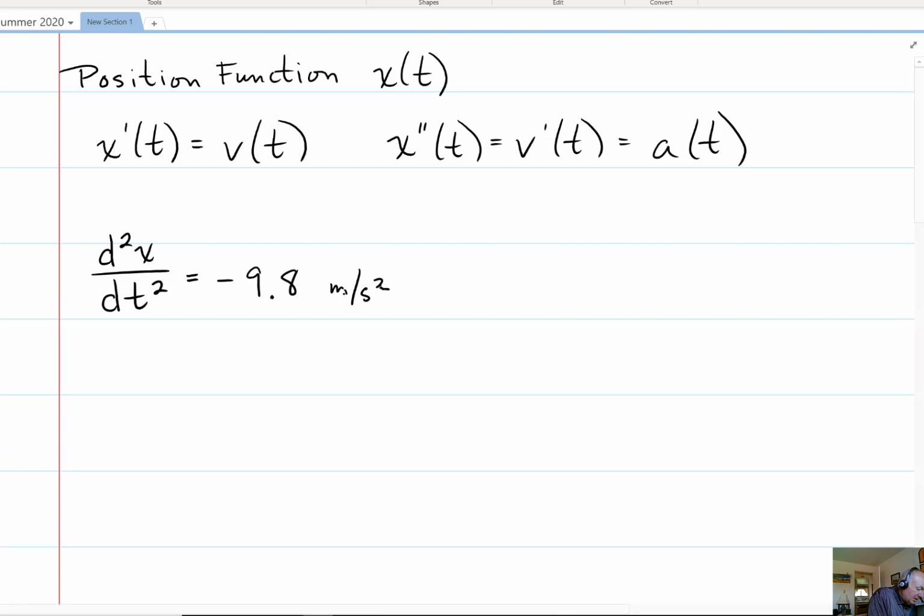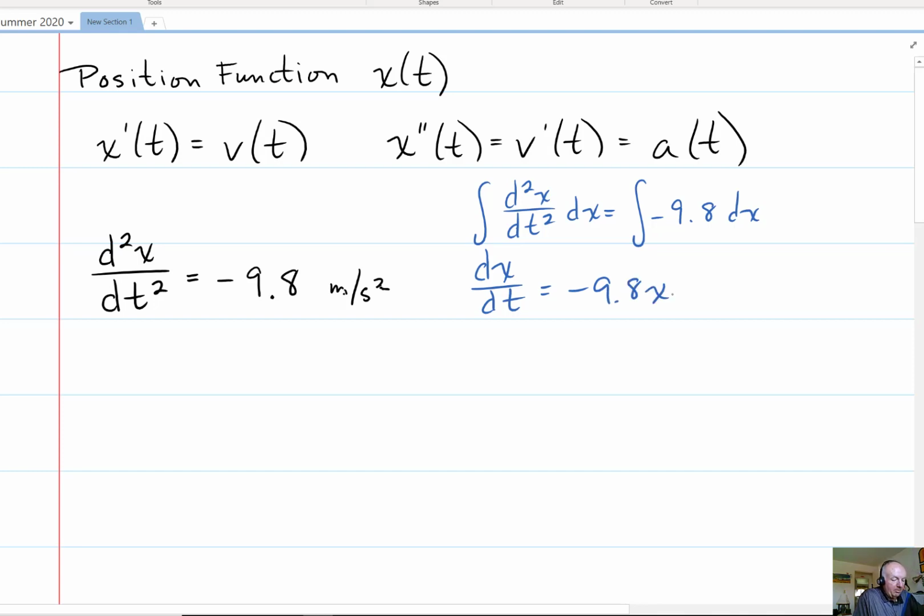So let's run through that process. Let's integrate, we'll do it over here, the integral of d squared x over dt squared with respect to x is we'll integrate negative 9.8 dx, and of course the answer there, this gives us dx/dt equals negative 9.8x plus some constant. Now we're going to call this constant, instead of just the generic c that we usually do, v sub 0. But it's just a constant. There's a reason we do that. But we're one step closer to figuring out what x is.